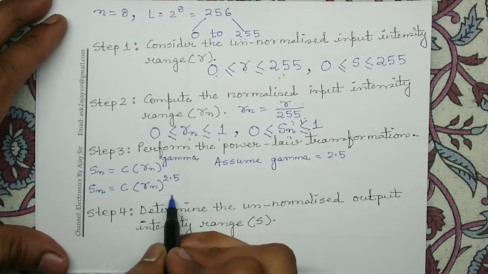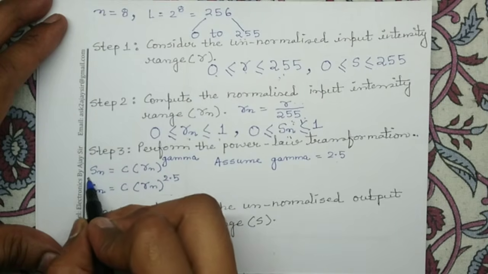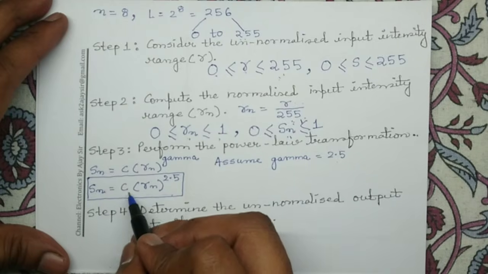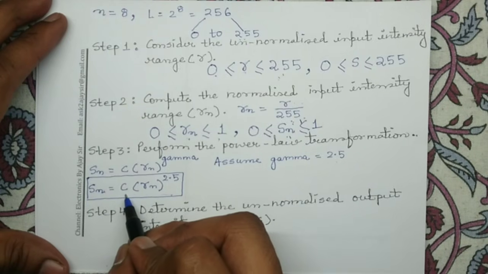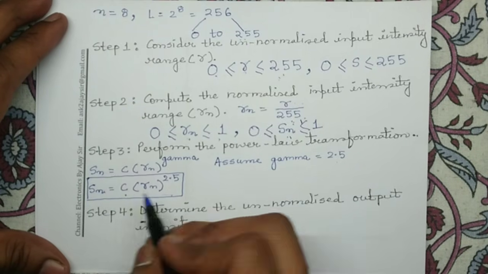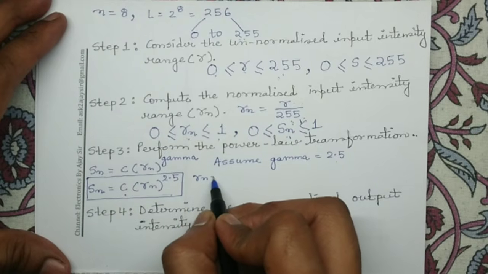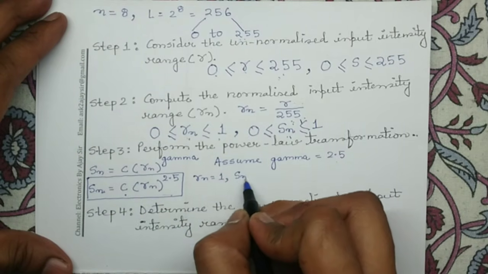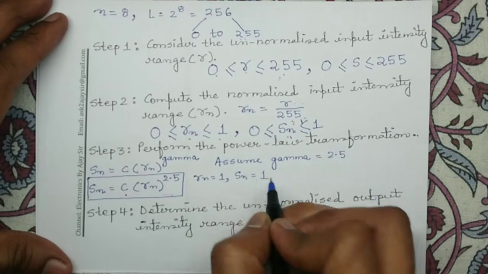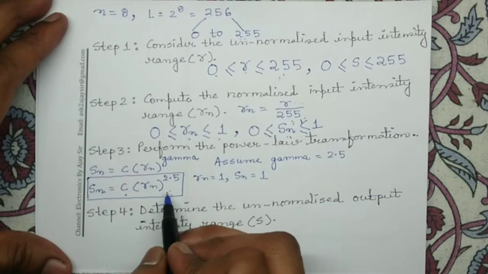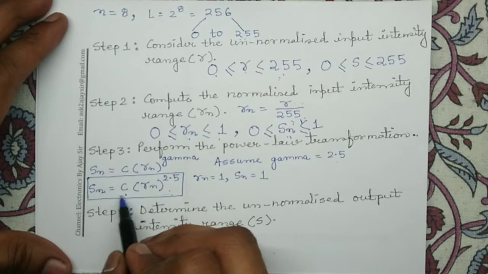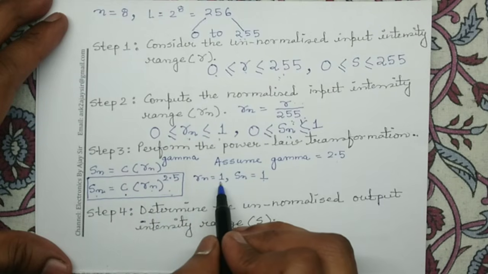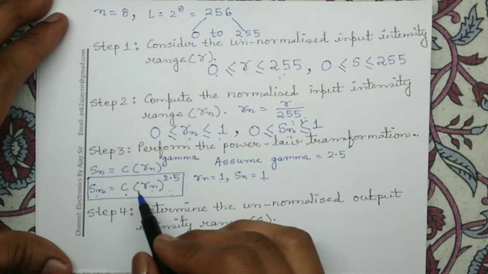Now in this equation of Sn, we have to determine the value of this constant C, and for the same we will apply the boundary condition. When Rn equals 1, Sn is also equal to 1. So in this equation of Sn, in order to determine the value of C, in place of Sn I will substitute 1, in place of Rn I will substitute 1, and we will determine the value of this constant C.